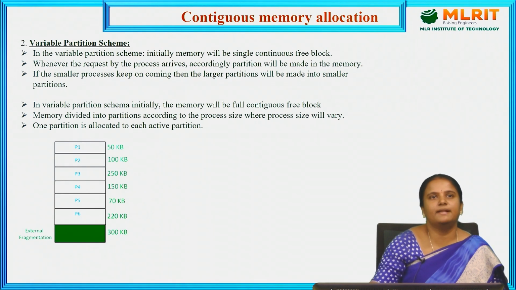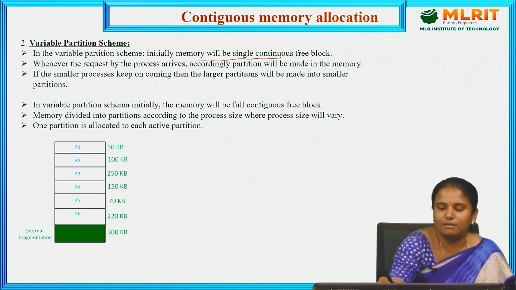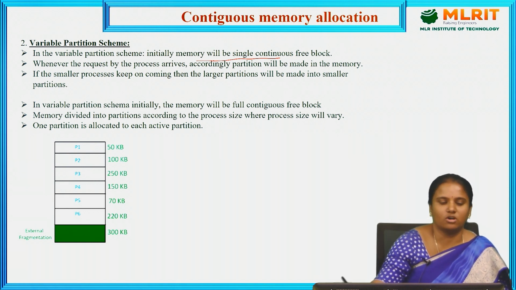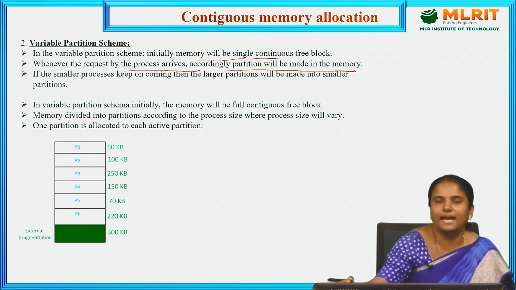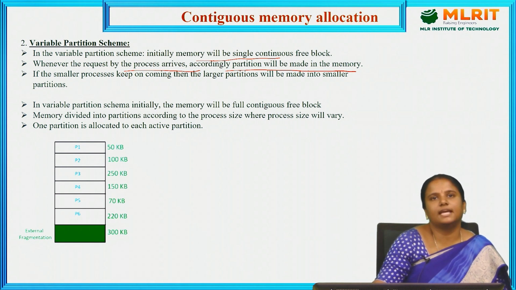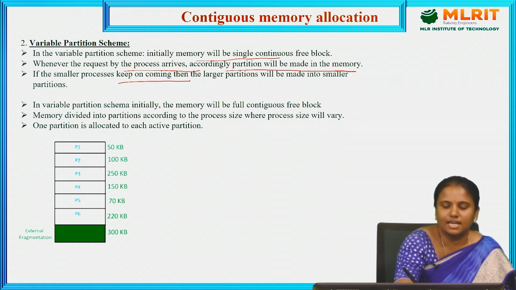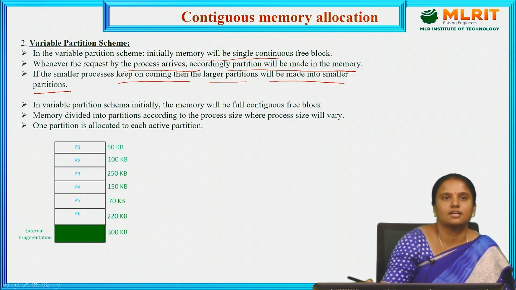Next, the variable partition scheme. In the variable partition scheme, initially memory will be a single contiguous free block. Whenever a request by a process arrives, the partition will be made in the memory accordingly. If smaller processes keep on coming, then the larger partitions will be divided into smaller partitions.